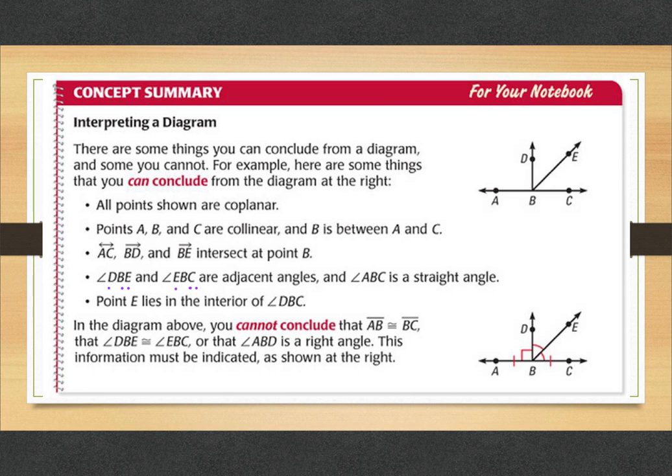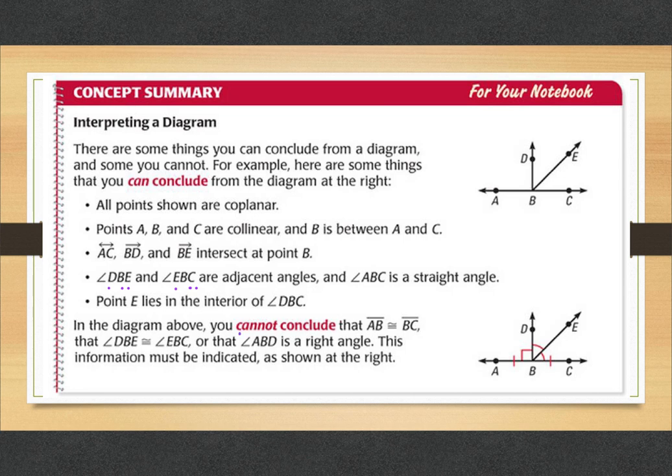There's no other marking on here to show that anything is congruent, even though they might appear to be. There's no other marking on here to show that anything is a right angle, even though it might appear to be. The only thing you know for sure is that this is a straight angle, and that measurement, that 180, is the only thing you know for sure.